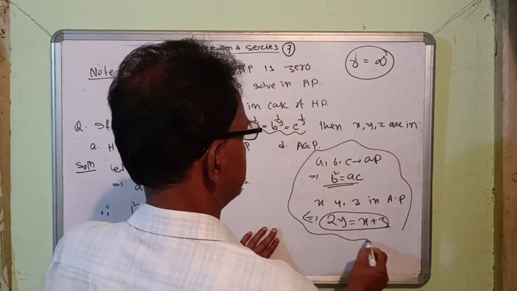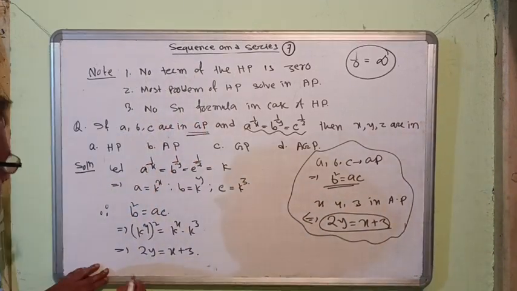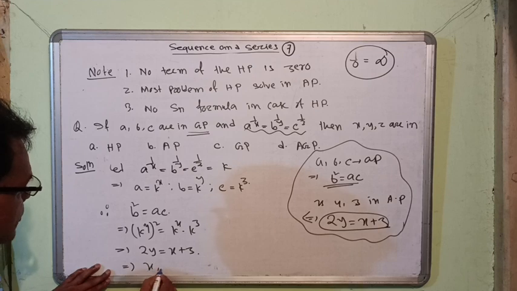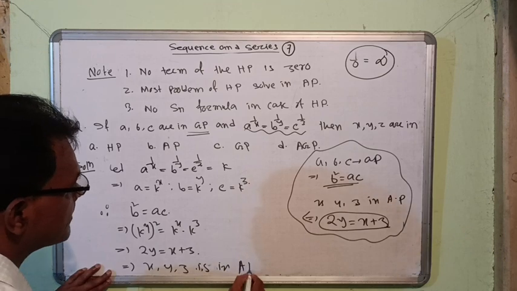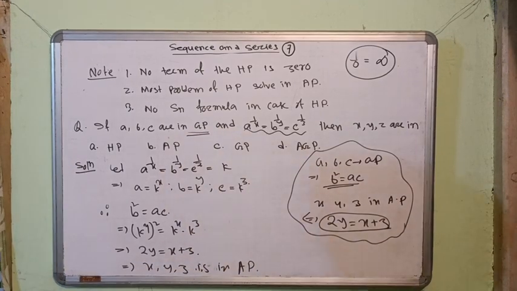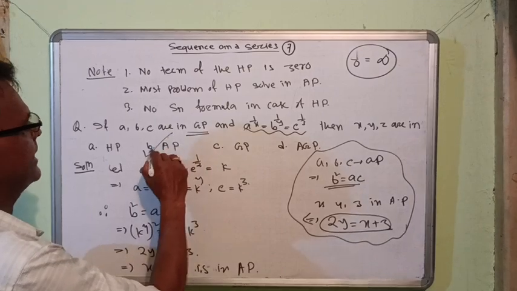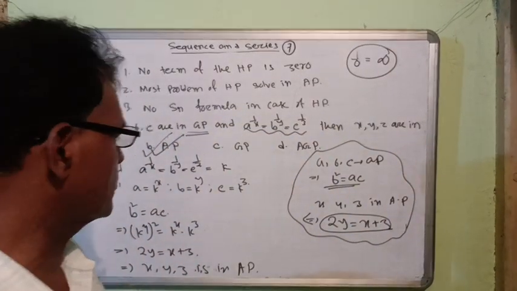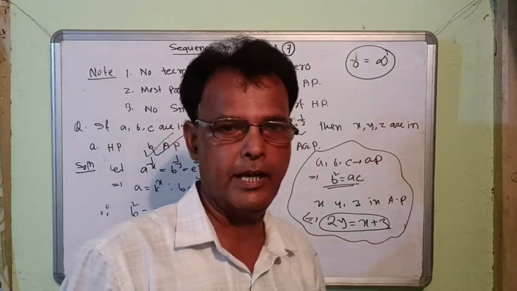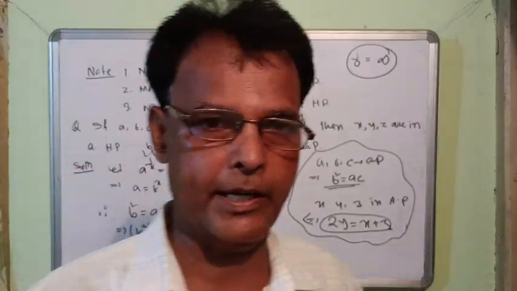That is the very important concept. So we get X, Y, Z in AP. So correct option is this is the correct option. That is the very most important question in JEE and CET, also board exam. So we stop today. Thank you.